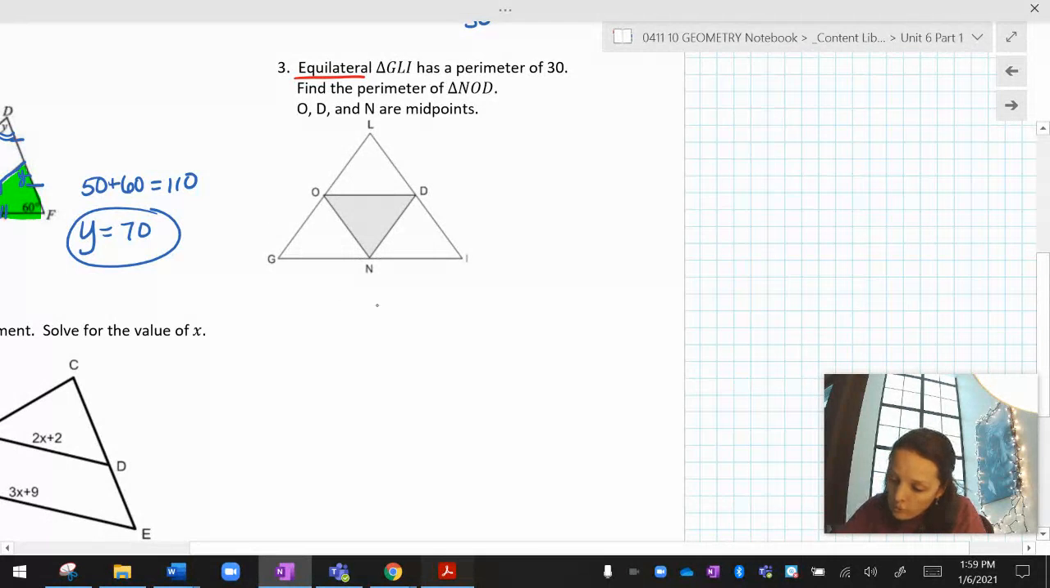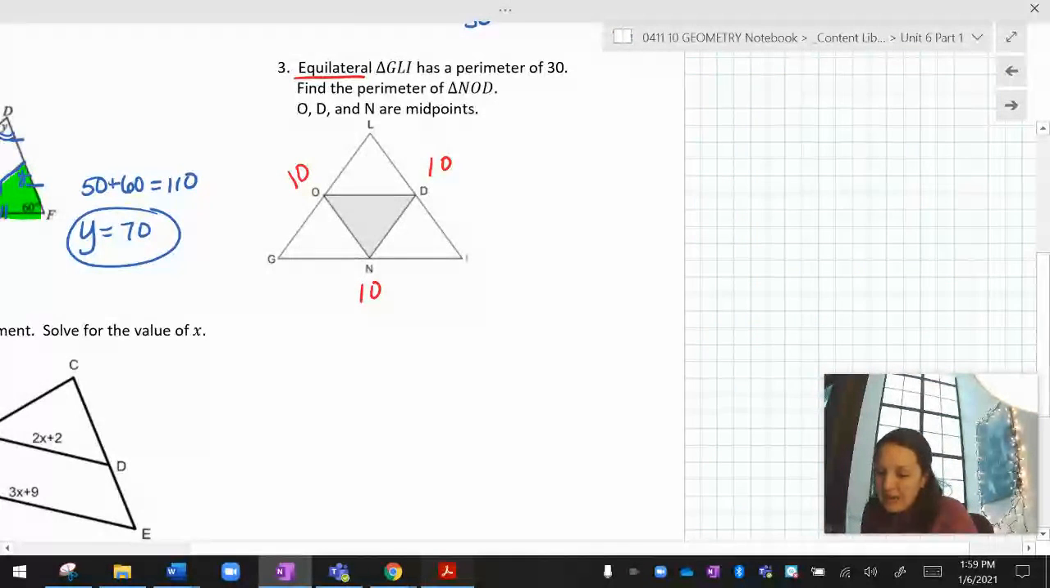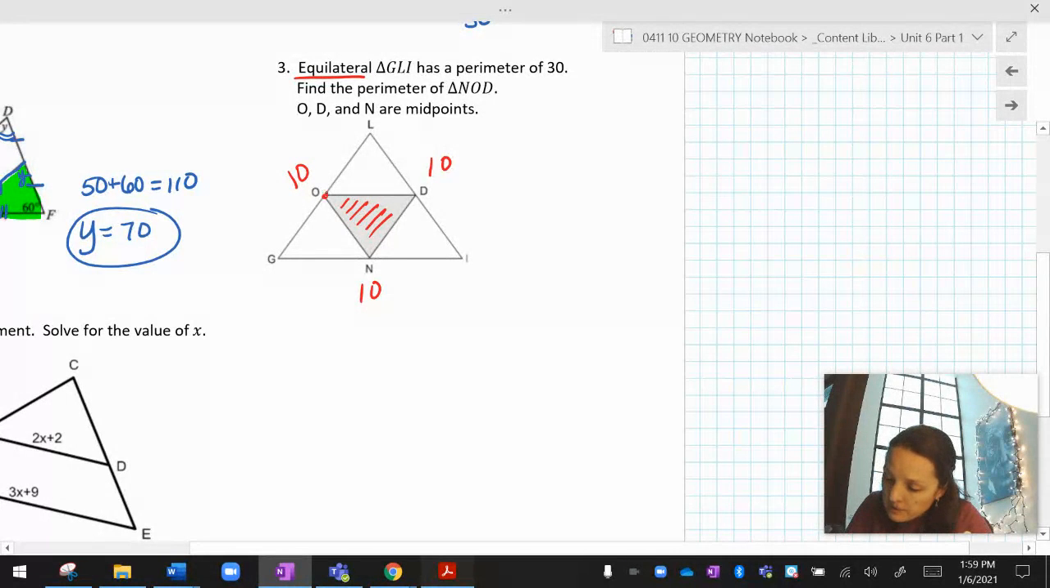All right, number 3, equilateral triangle GLI has a perimeter of 30. Okay, so all the way around is 30, which means it's got to be 10, 10, and 10. Find the perimeter of NOD if O, D, and N are midpoints. Okay, so I want the perimeter of this thing if these are all midpoints. Well, if those are midpoints, this would be 5, and this would be 5, and that would be 5, and that would be 5, and this would be 5, and this would be 5.